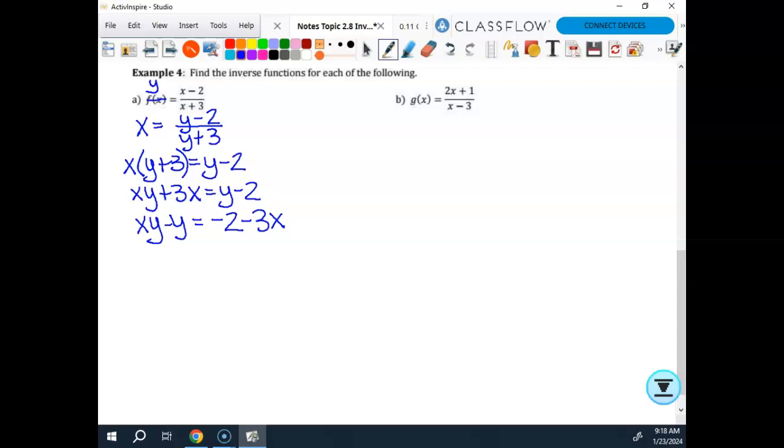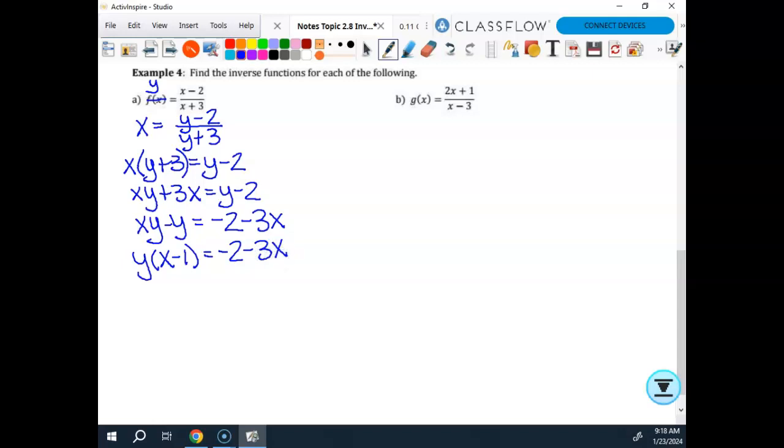All right. Any questions at this point? Okay, so now, remember, my goal is to get a y equals type of thing. Is x times y minus y equal to x? No, it does not, right? So don't do that. You know that that doesn't happen. Instead, I want to factor out this y. So I get y times x minus 1 equals negative 2 minus 3x.